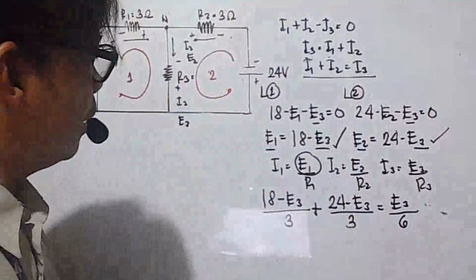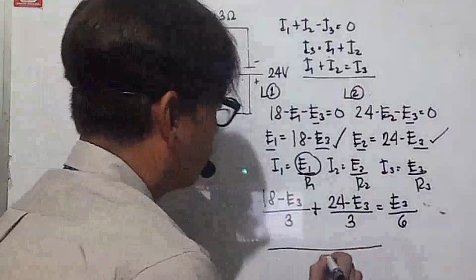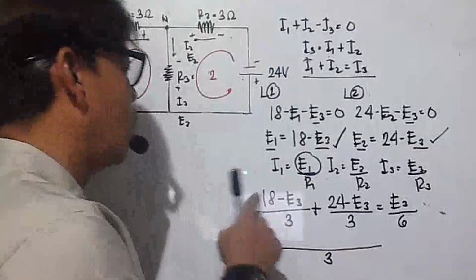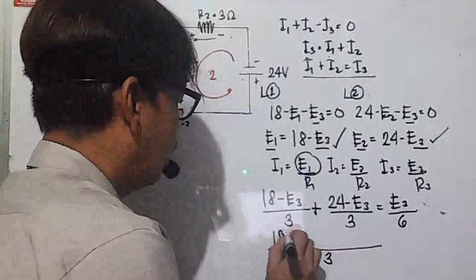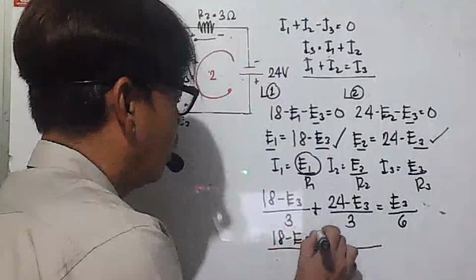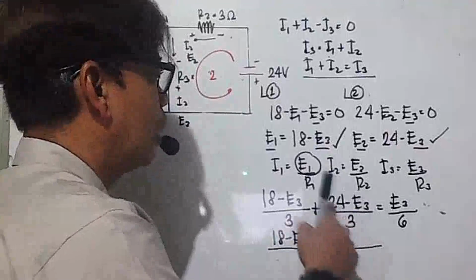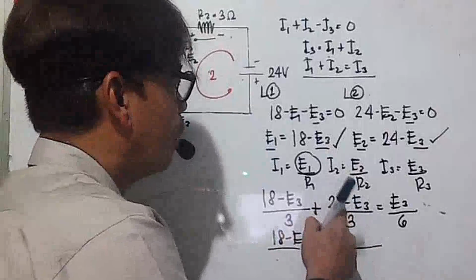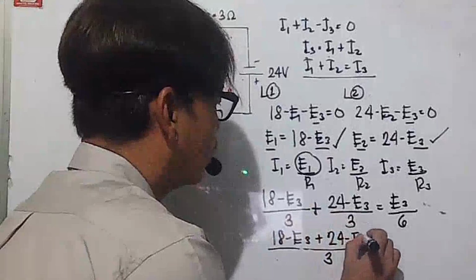Okay, so I think that's clear. Now we're going to get the LCD of this value. So there's no problem here, it's only 3. So 3 divided by 3 is 1 multiplied by the numerator, so the numerator will retain. That is 18 minus E3 plus 3 divided by 3, which is still 1 multiplied by the numerator. So 3 divided by 3 is 1 multiplied by 24 minus E3. That's still 24 minus E3.